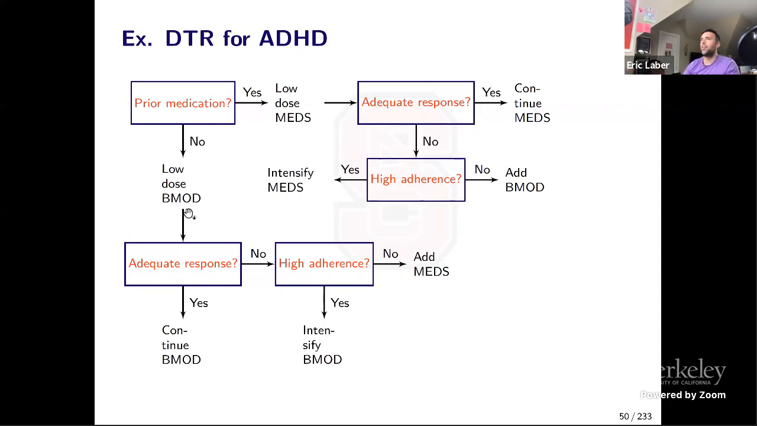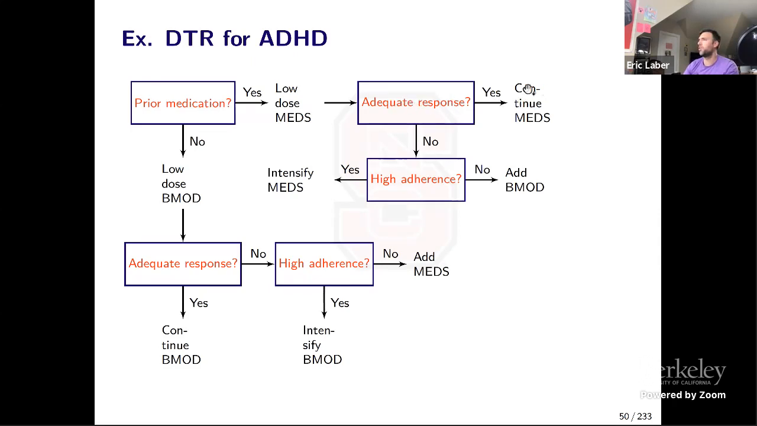Again, I want to get back to the method, so I'll try to go quickly here. This is just a simple decision rule: you start in the upper left, and then you follow the arrows. It says, has a child had and tolerated prior medication? If yes, assign them low-dose medication as their first treatment. If no, assign them low-dose behavioral modification therapy as their first treatment. Then you look to see if they're a responder or not, and that's operationalized, but I won't get into that definition.